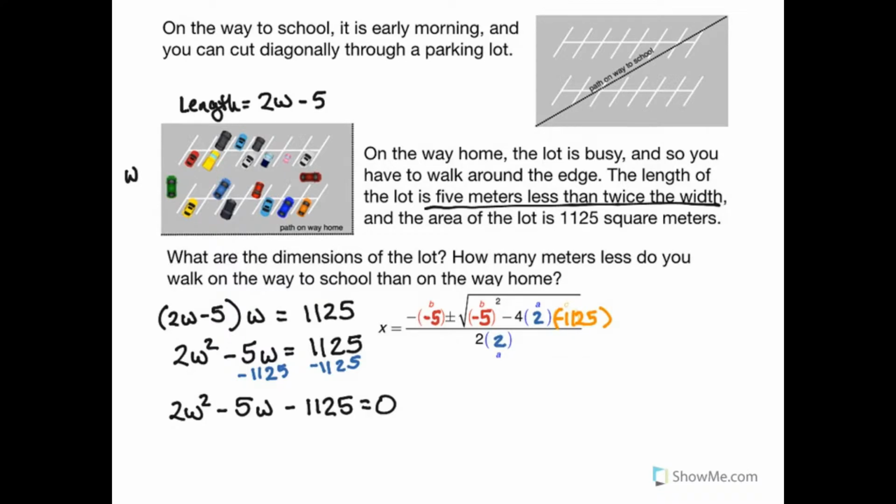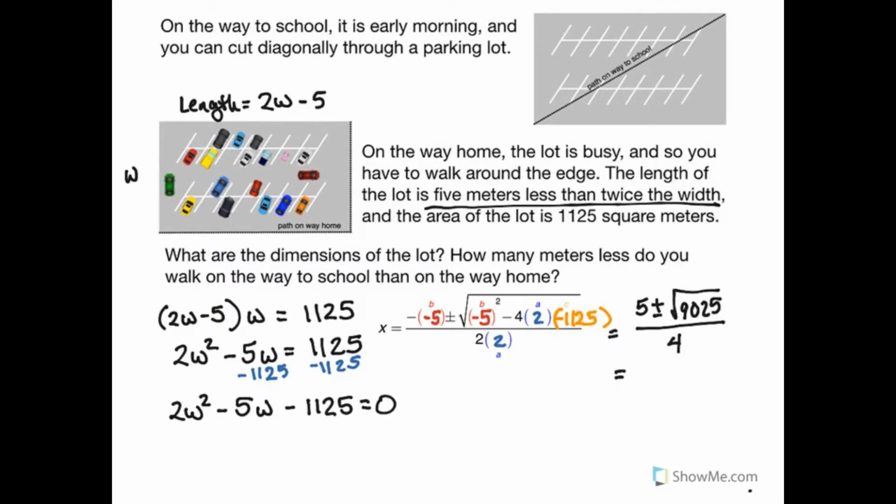That way I can use my calculator to simplify it. The square root of 9,025 is 95. And so my two solutions are (5 plus 95)/4 and (5 minus 95)/4. Now remember, I'm looking for a side of a rectangle, and 5 minus 95 is going to be a negative number, so I'm not even going to bother to evaluate that answer. 5 plus 95 is 100, and divided by 4, that's 25, so I like that answer.